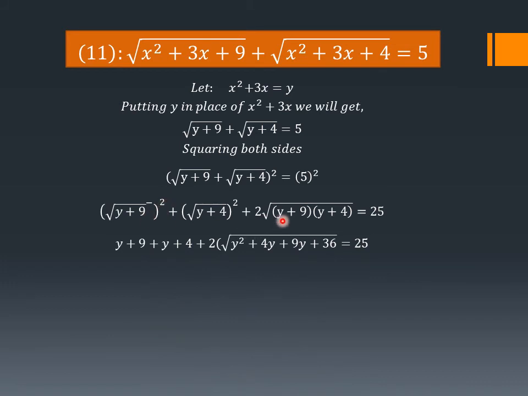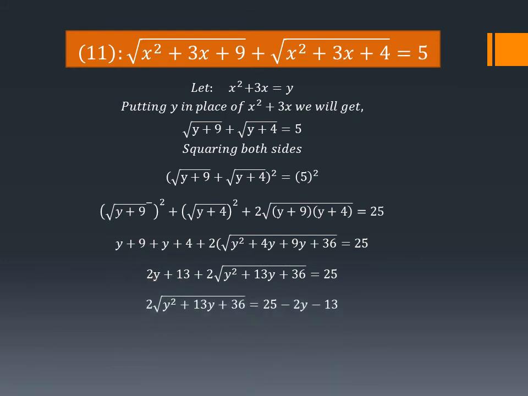Cancelling the square with the roots and multiplying y plus 9 with y plus 4, we will get y plus 9 plus y plus 4 plus 2 under root y square plus 4y plus 9y plus 36 equals to 25. Plus 9y and plus 4y, adding them will become 13y, y plus y will become 2y and 9 plus 4 is 13. Taking 2y and plus 13 to the other side of the equation, it will become 25 minus 2y minus 13. On the right side, we will get minus 2y plus 12.